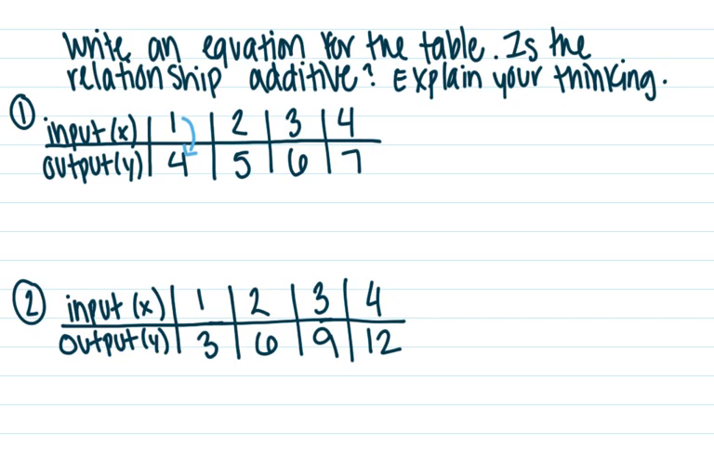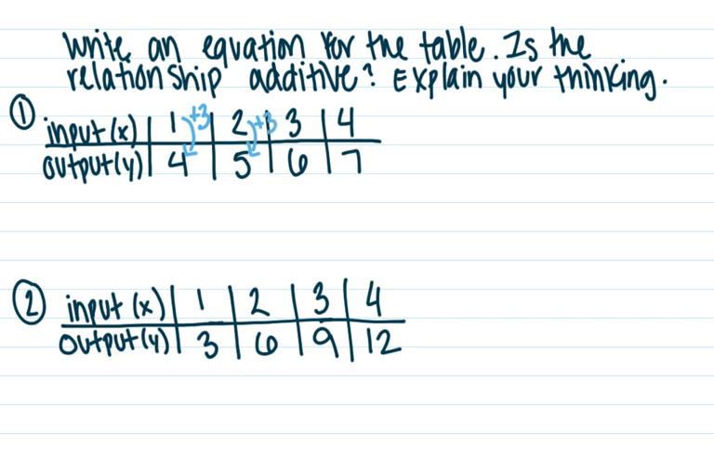Remember, we always want to check at least 2 points in our table to make sure that we know what the actual rule is. So when I multiply by 4, 1 times 4 is 4. But 2 times 4 is not 5, it's 8. So I think it's actually going to be plus 3. Let's try that. 2 plus 3 is 5. Yes. So I'm adding 3.